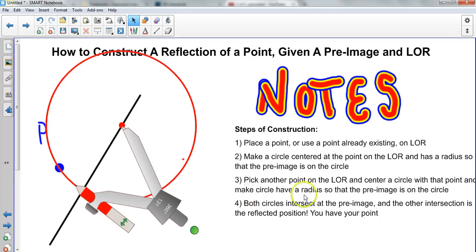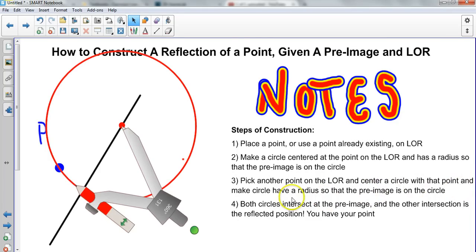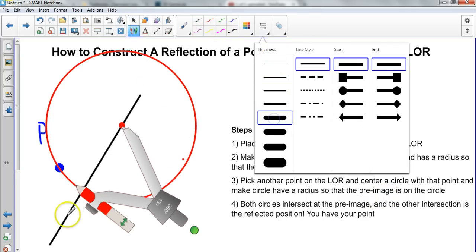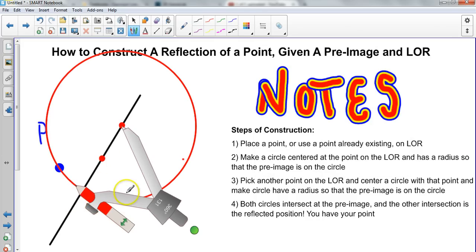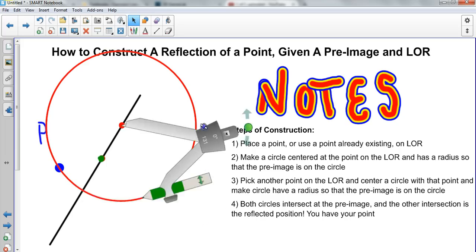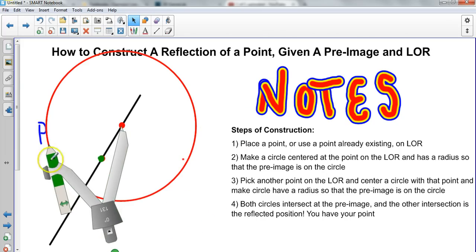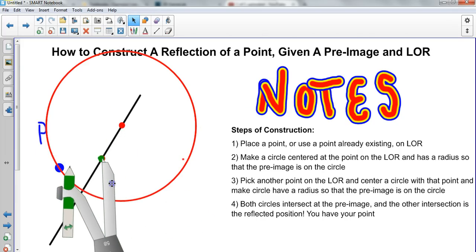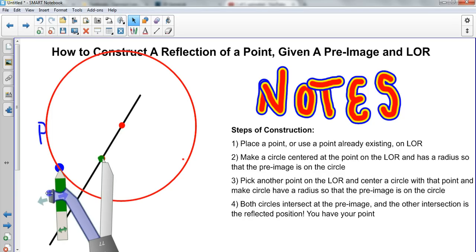Step 3, pick another point on the line of reflection and center a circle with that point and make the circle have a radius so that the preimage is on the circle. So same thing, just grab another point that needs to be on the line of reflection, maybe this point right here. Okay? And maybe I'll make it green. So this point right here, okay, so all that we have to do then is center our compass on that point on the line of reflection, change the radius of our compass so it will include or touch that preimage point.